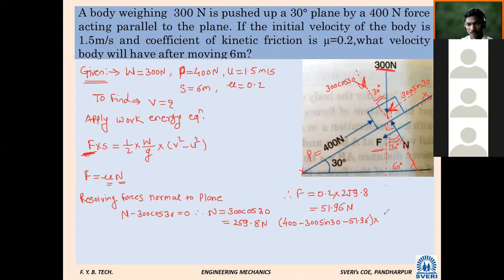s is 6 meters. 6 equals 1/2 W upon g. What is the value of W? 300. 300 divided by 9.81 into what is given? v square minus u square in bracket. v square we want to find, and here u square is given, 1.5 square. From this we want to find v. Only v is unknown now. Try to calculate this.